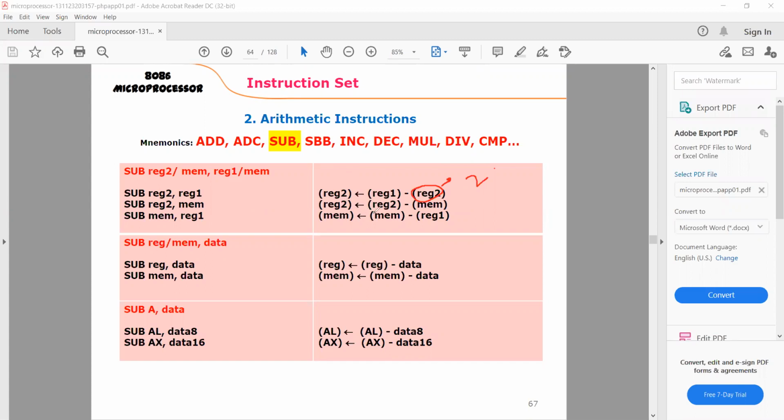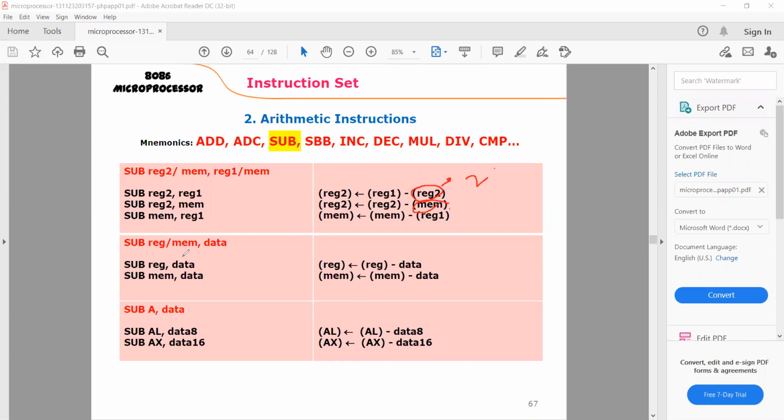Similarly, the next instruction tells you that the data present in the memory will be subtracted from the data present in register 2. That means the 2's complementing will be done for the data present in the memory. And similarly, the third instruction tells you that the data present in the register will be subtracted from the data present in the memory. That means 2's complementing will be done for the data present in register 1.